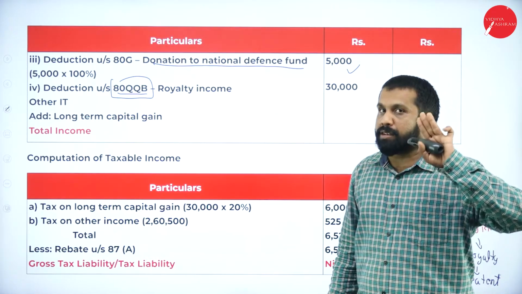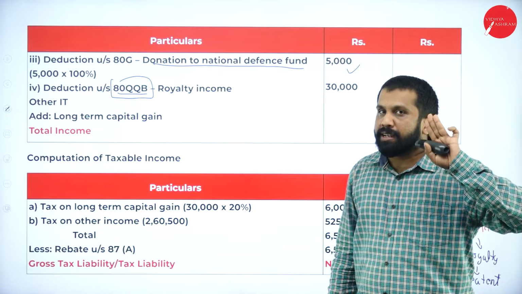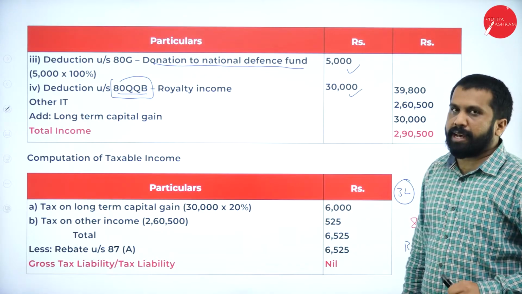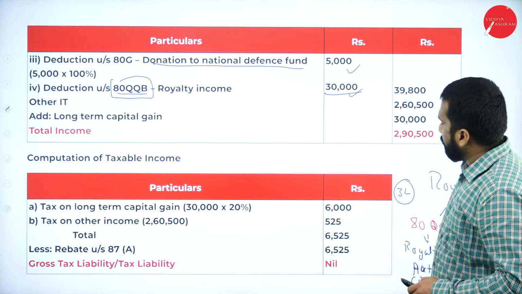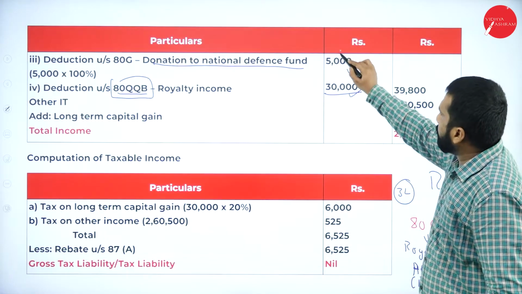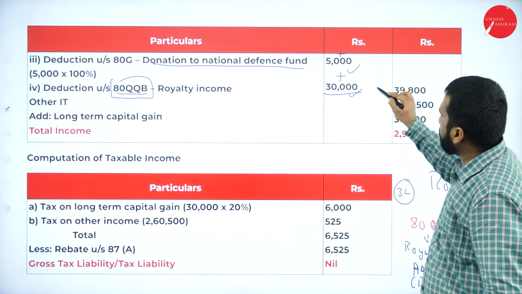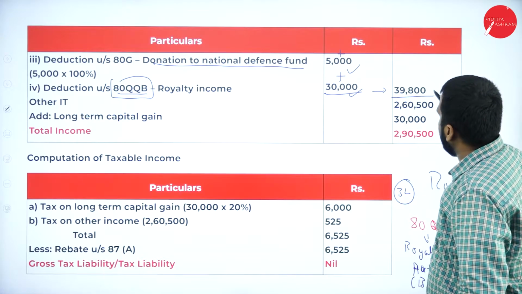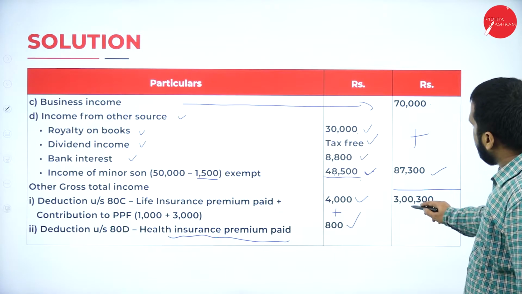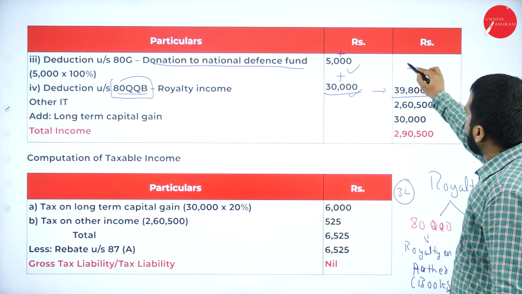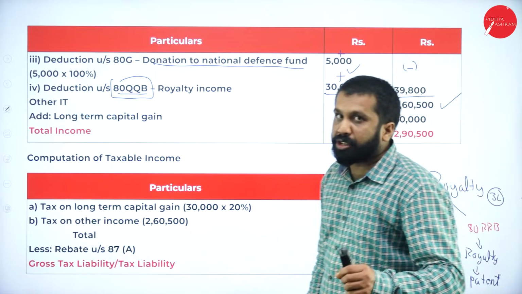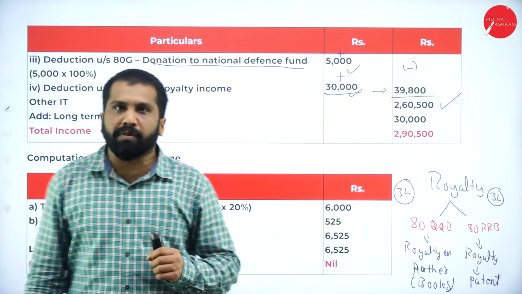What is the royalty amount? 30,000. What is the maximum limit? 3 lakh. So whichever is less, we should go for 30,000. Now, 4,000 plus 800 plus 5,000 plus 30,000, you will get 39,800. Hope you are clear. Good. Now, 3 lakh minus 39,800, you will get 2,60,200.